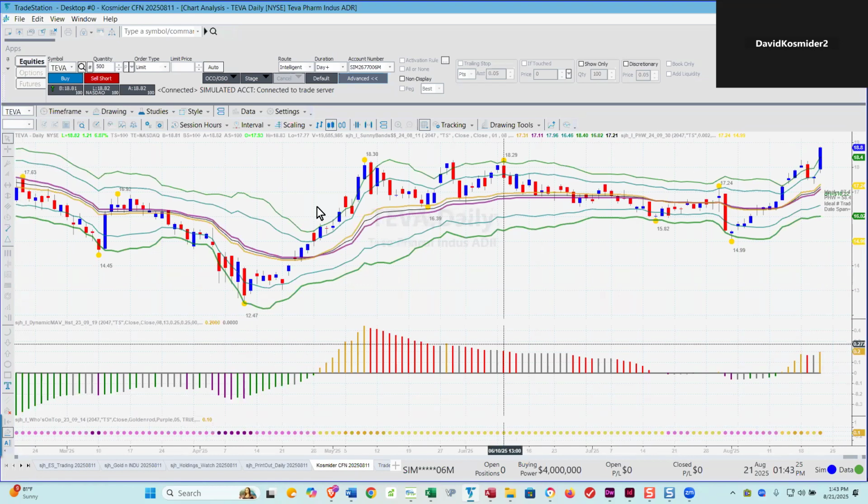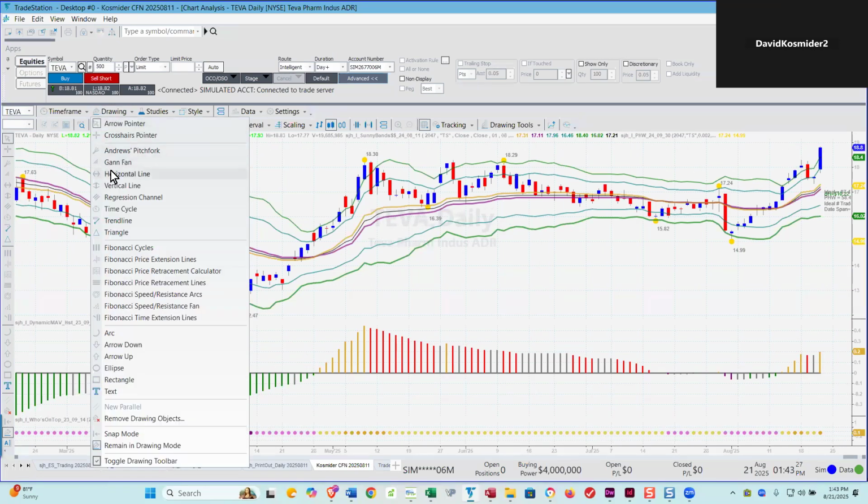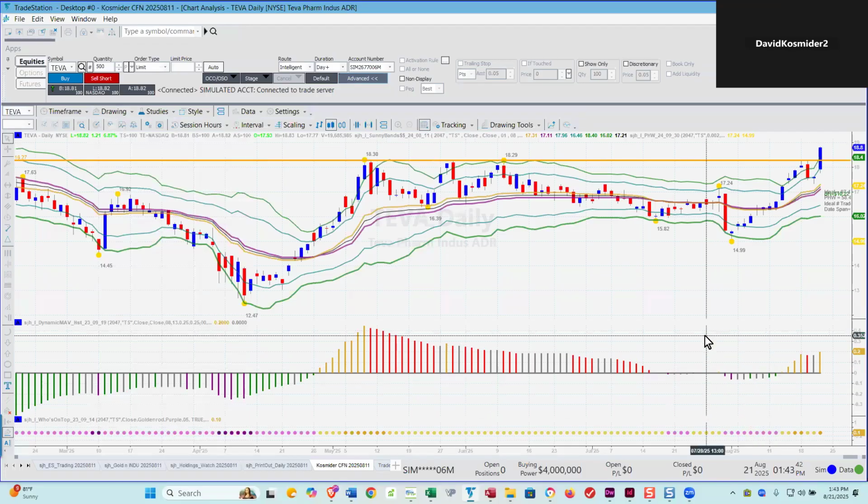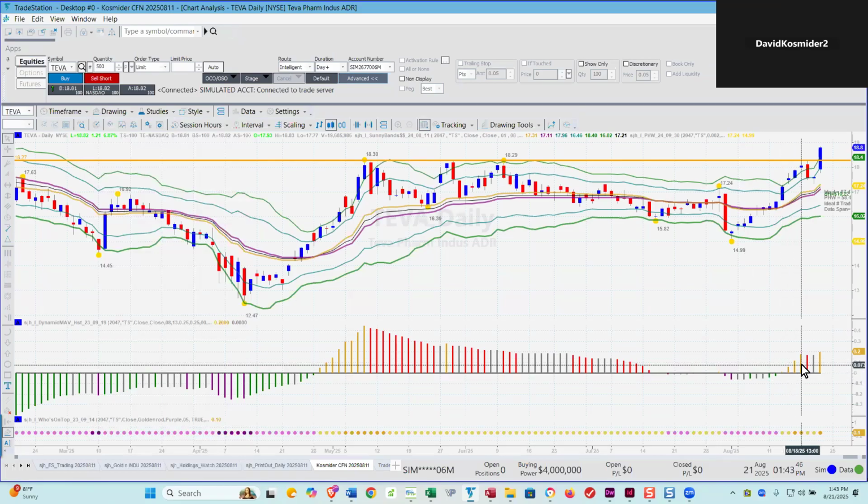Where do I think it'll go? Let's see. Drawing, horizontal line. Right here's the recent high. It's above that. It could come down to that line and then go back up again. That's a good one. And the histogram is gold, gold, gold, one red, which we know because that came down, and then gray, which says sideways, and another gold. So we're still going up.